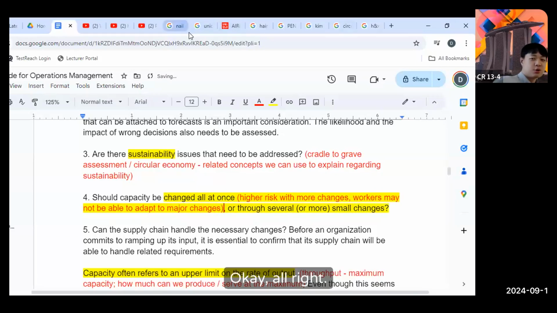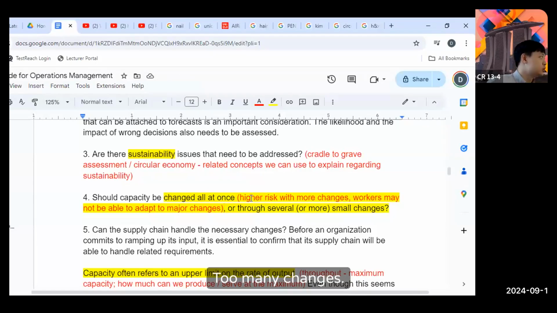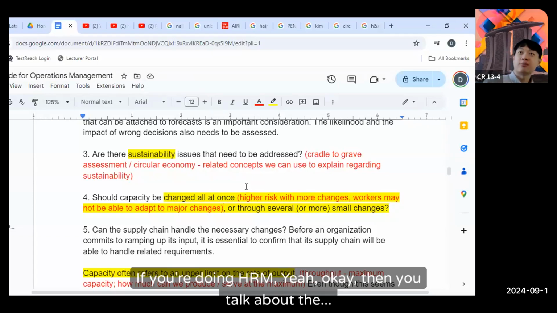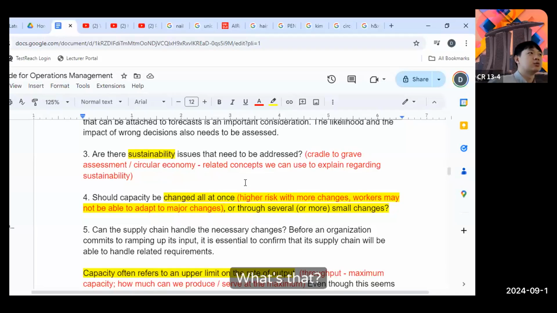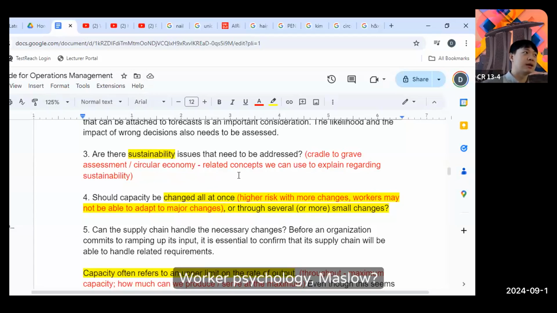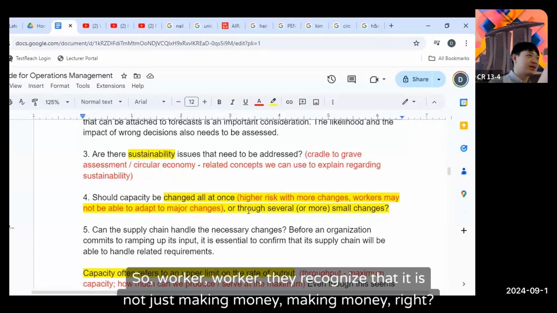If we change this in the context of factories, too many changes may meet resistance, because we're still humans. If you are doing HRM, you talk about human psychology as well, like Maslow's need hierarchy and Herzberg; all of this talks about workers. A worker recognizes that it is not just about making money.